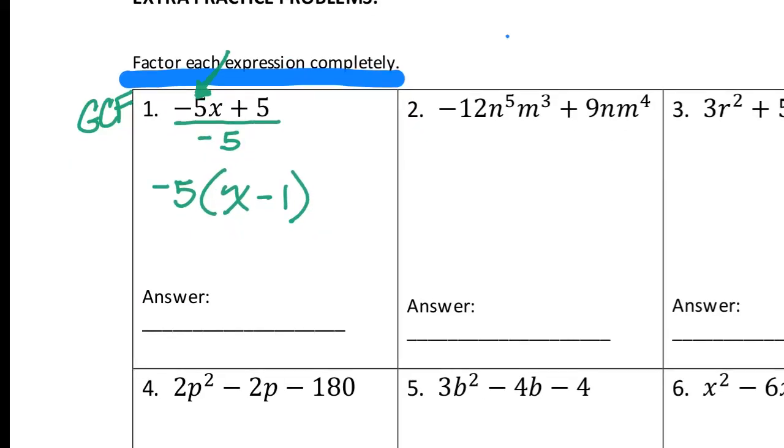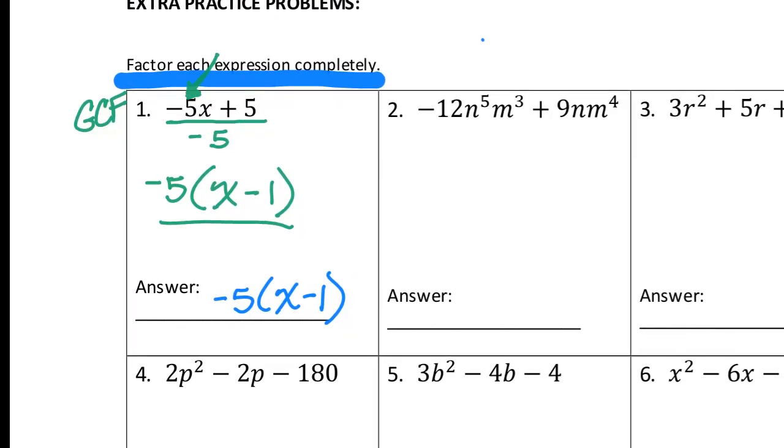So if you want to check, just distribute and multiply it back. Negative 5 times x, negative 5x. Negative 5 times negative 1 is 5. Is this my final answer? Yes, it is. So let's put that down here. Negative 5 times x minus 1. Any questions on that? Okay. Are we ready for number 2?